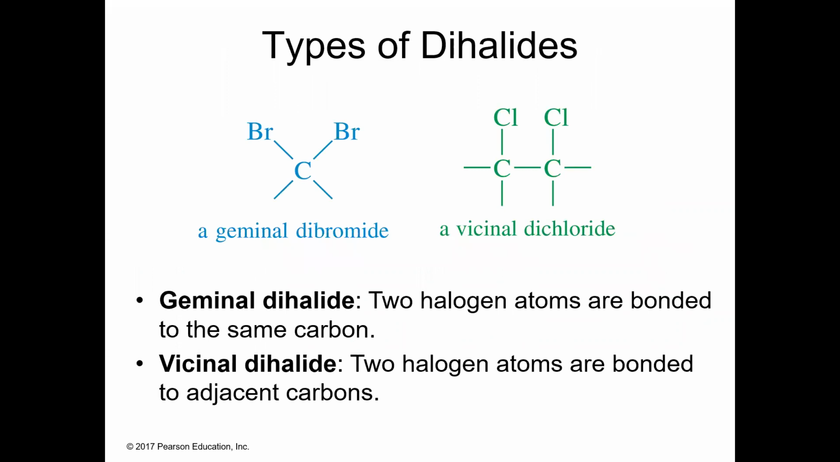Okay, here are a couple of common types of dihalides. If the two halogens occur on the same carbon, that is called a geminal dihalide, from Gemini, meaning twins. And then if they're on adjacent carbons, that is a vicinal dihalide.